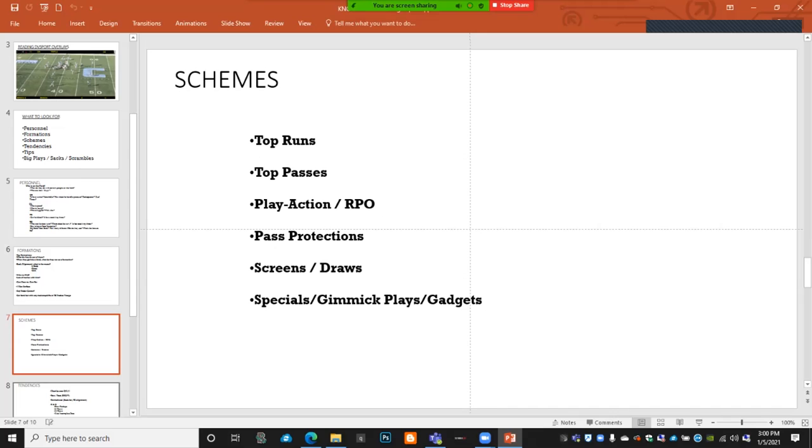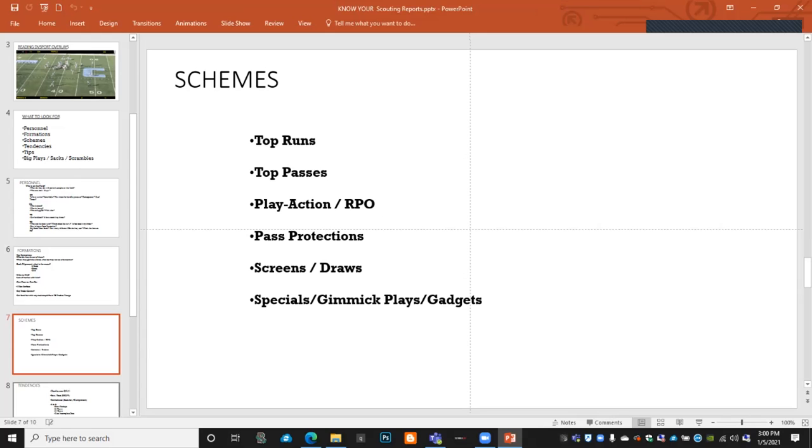Scheme. Okay. What are they doing? Who are they? What are their top runs? Are they an outside zone? Are they an inside zone? Is it some type of pin and pull? What do they do? Same thing with top passes.